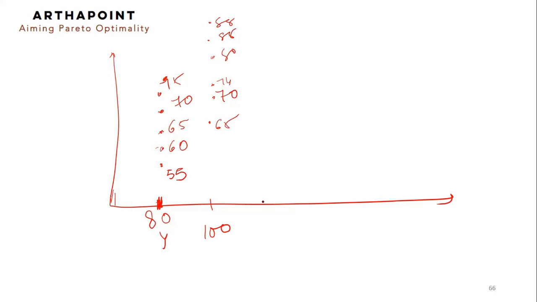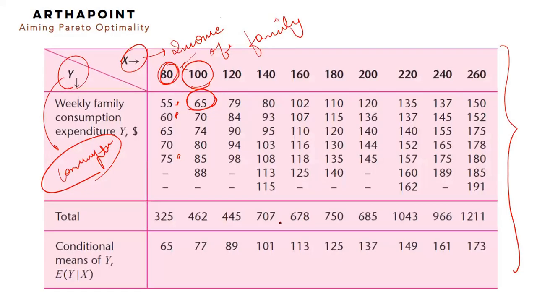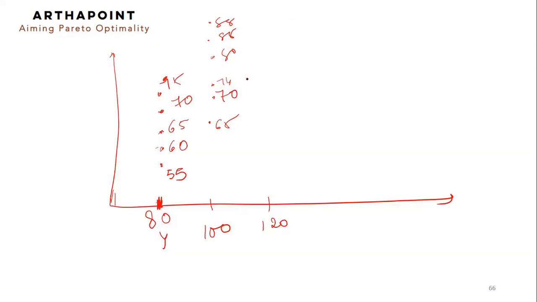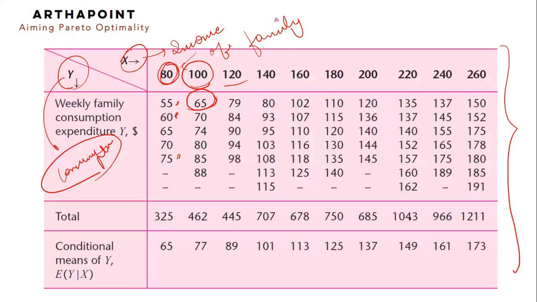Let's go ahead and see it further. Supposedly the income level is 120. Again, one family had 79 out of 120. They consumed 79 and so on. Similarly, I can do it for 140, for 160 and so on. So these are the figures that are given to me.